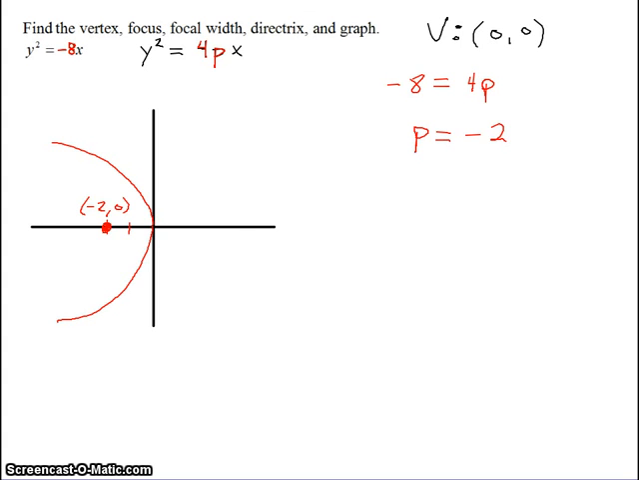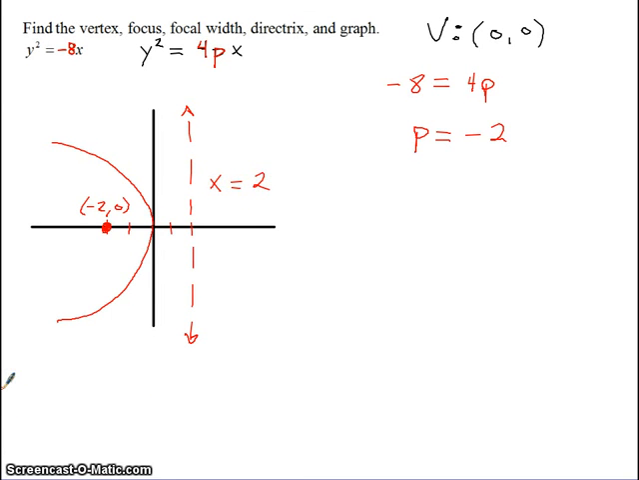The directrix is the line in back of the vertex here. And so the directrix is this line where x is equal to positive 2.